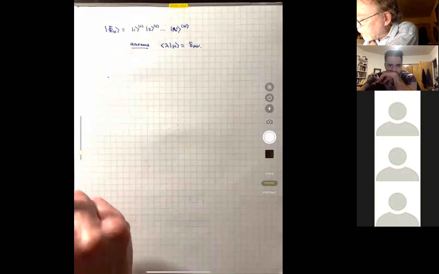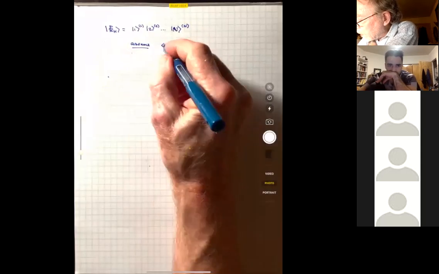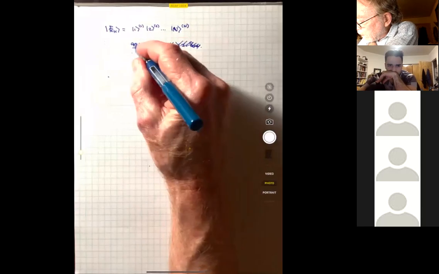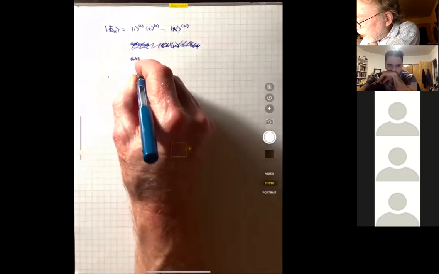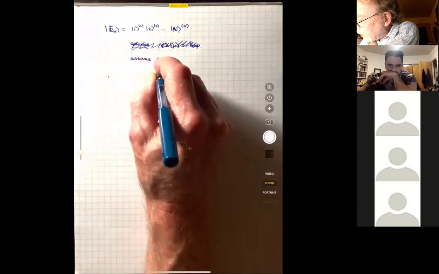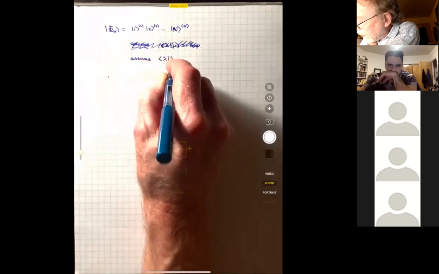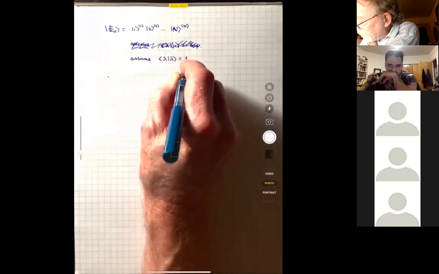I'm sorry, I'm saying this wrong. I said it right, I wrote it wrong. We want to assume that these are normalized: the single particle orbital lambda scalar product with lambda is equal to 1.